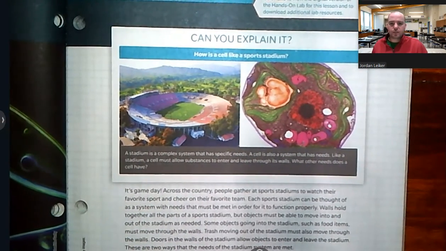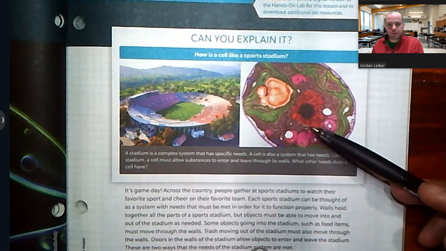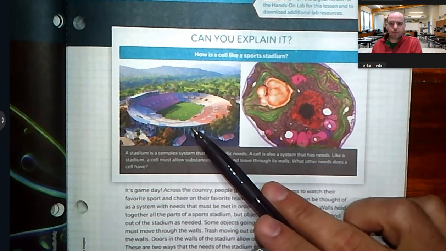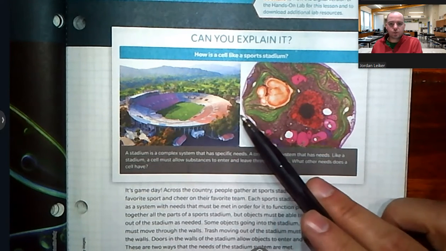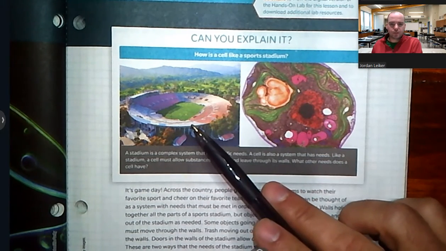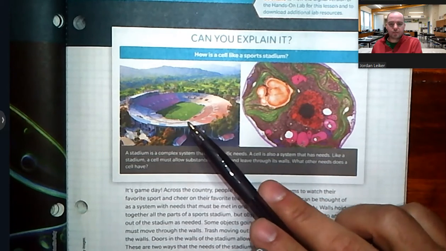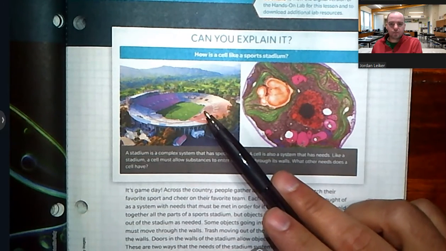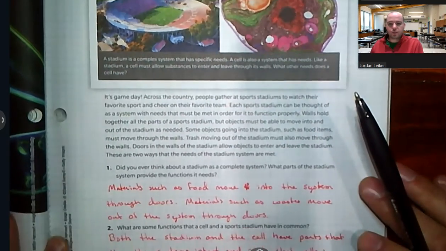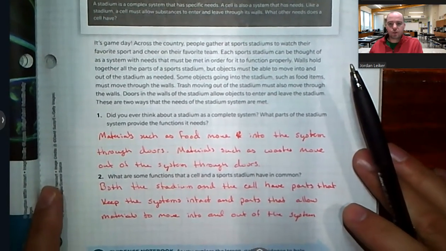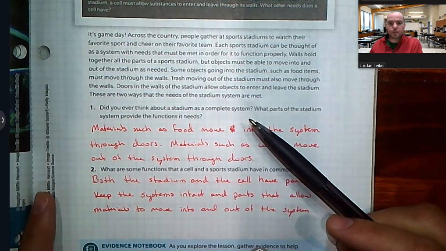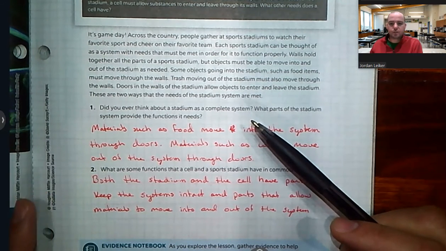And so if you look at the picture of a cell here, and you look at the picture of this football stadium, I think that's the Rose Bowl in California. But if you look at those two, we could make some comparisons between those. We could make a model of the cell, in other words. So we could compare the different parts of this stadium to the different parts and organelles of a cell. And so, if we think about a stadium as a complete system, what parts of the system provide the functions it needs?